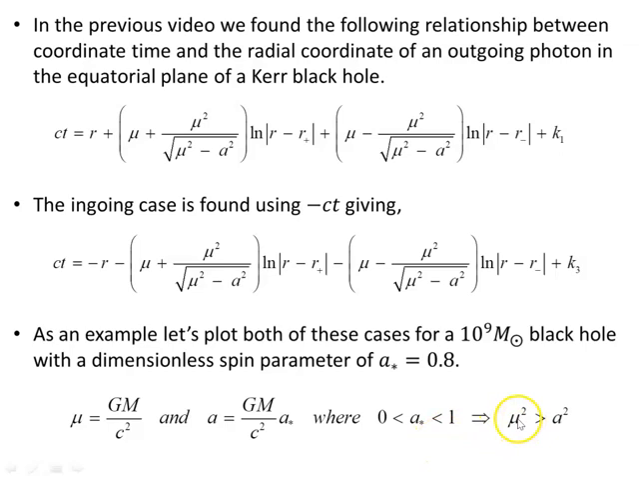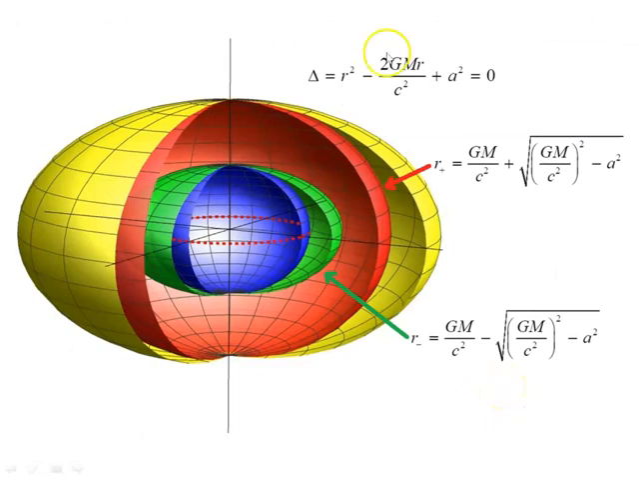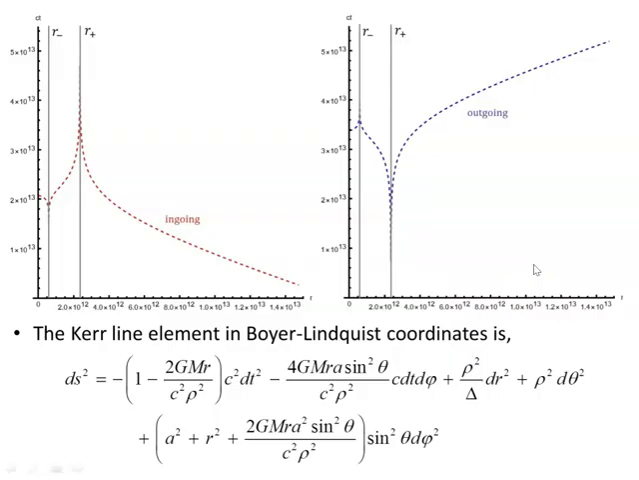And that tells us that mu squared is greater than a squared, since a* is less than 1, so a squared will be less than mu squared. From delta equals 0, we get the event horizons r plus and r minus. The outer event horizon is in red, the inner event horizon, the Cauchy horizon, in green. All right, so plotting the ingoing in red, the outgoing in blue, and the two event horizons, the outer r plus, the inner r minus.